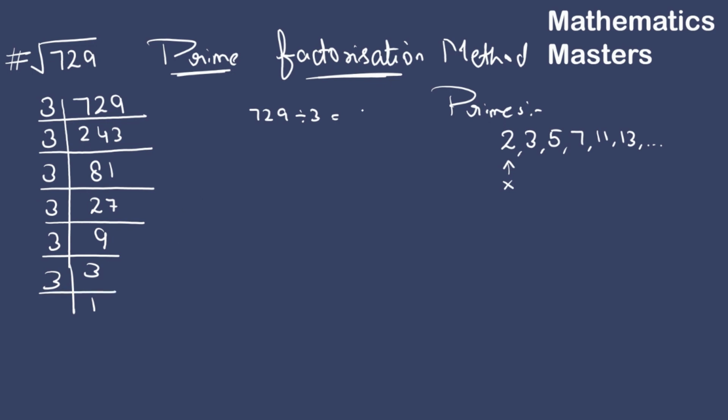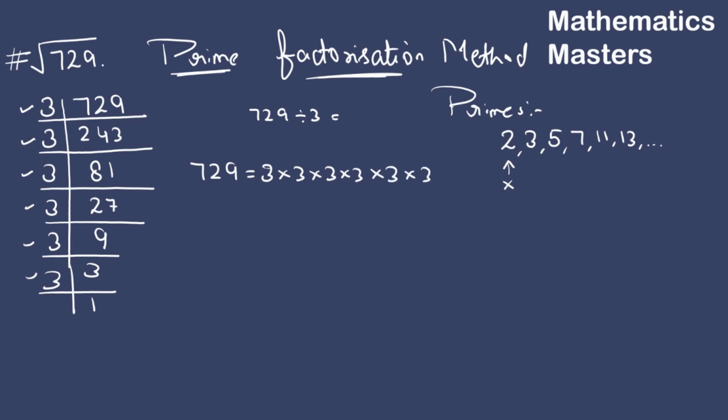Now as soon as we get 1 over here, we write the prime factorization of 729, which is 3 times 3, 1, 2, 3, 4, 5, 6. So we'll write 3 times 3 times 3 times 3, 4 times and 2 more.